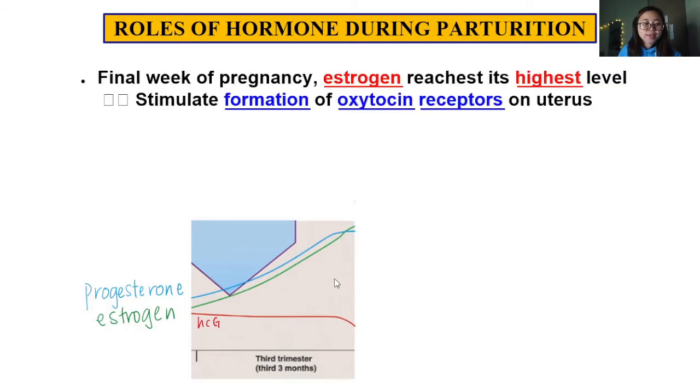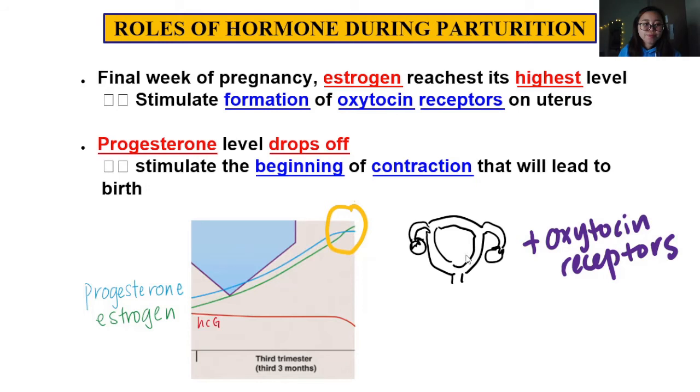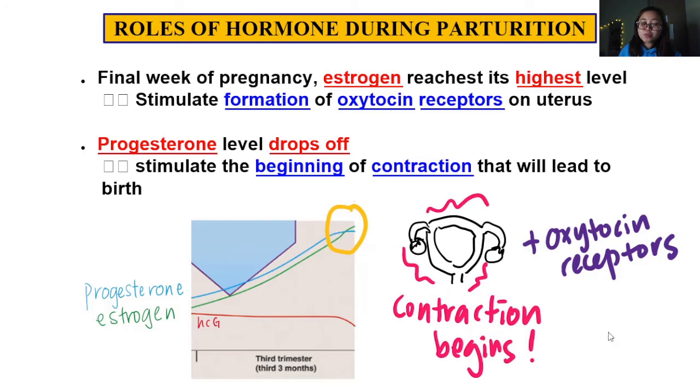As you can see, in the final week of pregnancy, estrogen will reach its highest level, which is the green line, and this will stimulate formation of oxytocin receptors on the uterus. This is the uterus. This change in the hormone levels will cause there to be increased oxytocin receptors on the uterus. Then the progesterone level drops off, which will stimulate the beginning of contraction that will lead to birth.